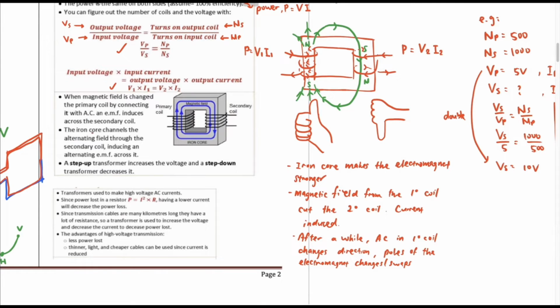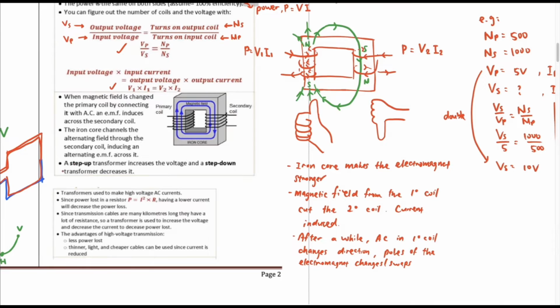So now you see some information about the iron core. Iron core is this one. The iron core channels the alternating magnetic field, the magnetic field that keeps changing its pole, through the secondary coil. So that means it channels it to the secondary coil. You can draw like this, or you can draw like this. Then it induces an alternating EMF across it. So EMF is induced in the secondary coil.